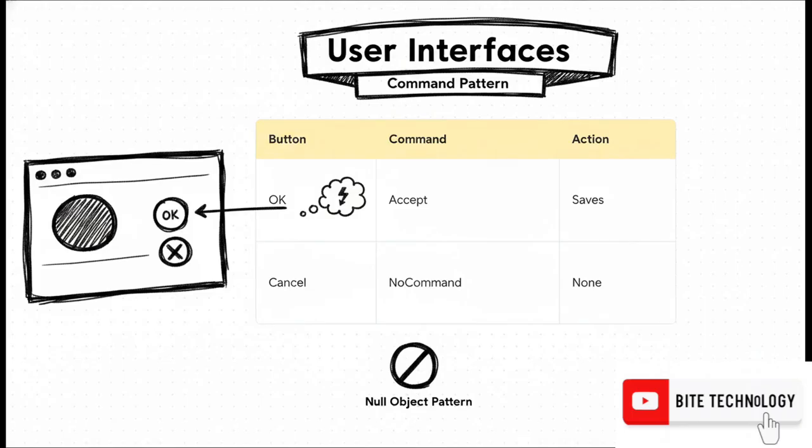And we can apply this exact same logic to user interfaces using the command pattern. Imagine a dialog box where the OK button is loaded with an accept command to execute a data save. But what if, on a specific screen, you want the cancel button to be completely disabled? Instead of writing complex conditionals to check if the button is active before firing an event, you simply load the cancel button with a no command. When the user clicks it, it securely, safely executes nothing.